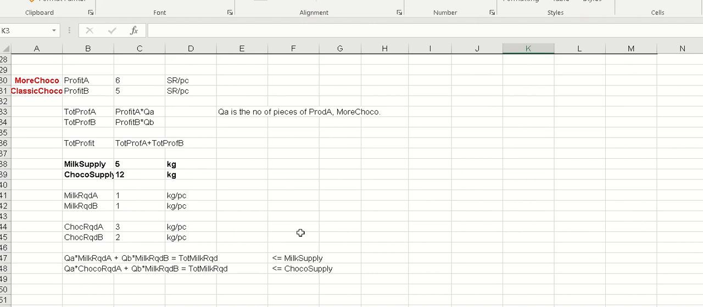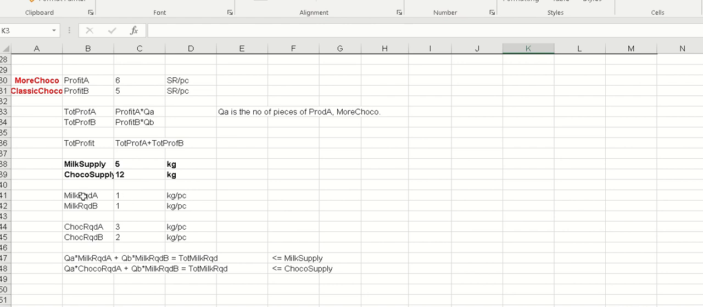So if you notice, I'd like to just repeat the equation. The profitability of A is 6 SR per piece. Profitability of B is 5 SR per piece. And so you have total profit of A, total profit from B. So you have a total profit overall. And this is the milk supply, the limitation. And this is the requirement.